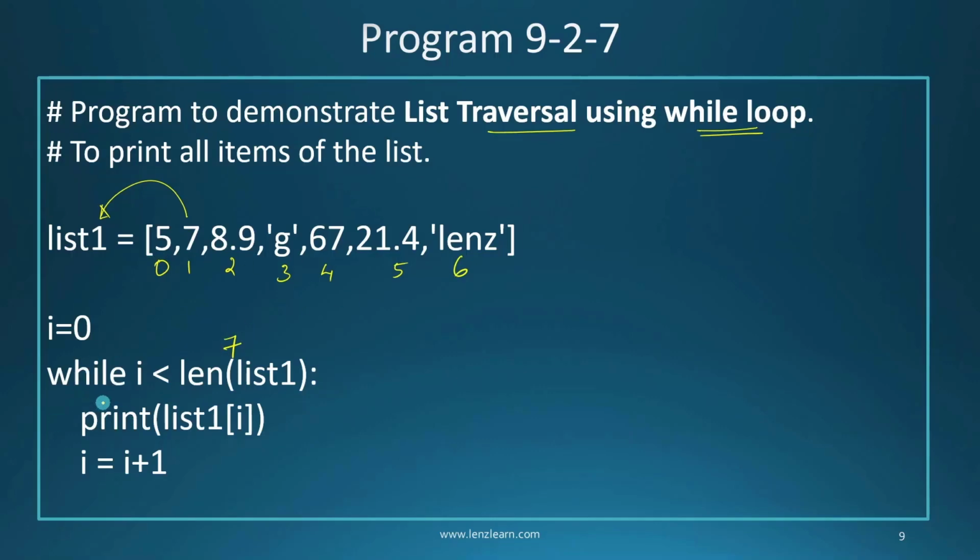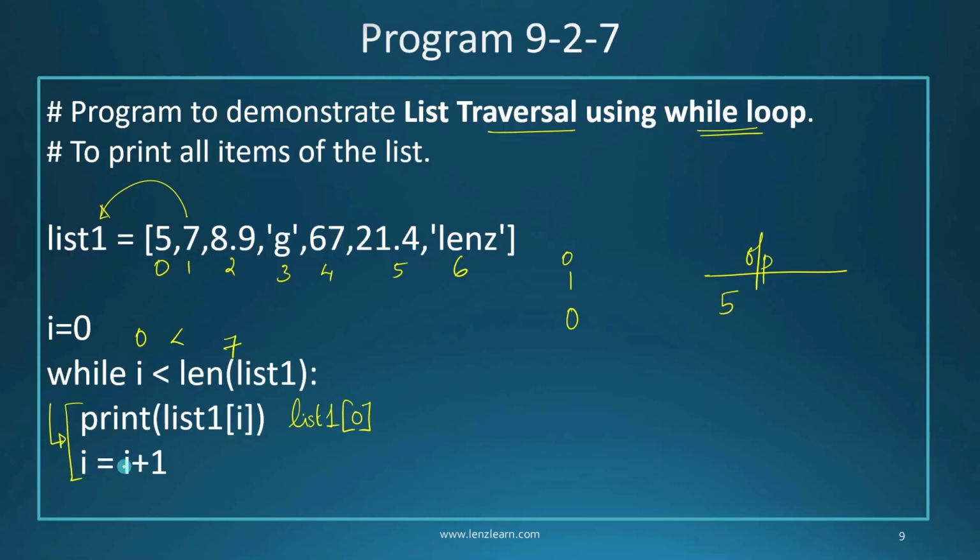So this while loop will work as long as the value of i is less than 7. Right now the value of i is 0, and we have our output here. So now I will check this condition, whether 0 is less than 7. It is true, right? So I'll come inside. Inside the while loop I have two statements. I will print the value of list 1. The current value of i is 0, so I'm trying to print list 1 value with index 0. With index 0 the value is 5, so that will be printed out.